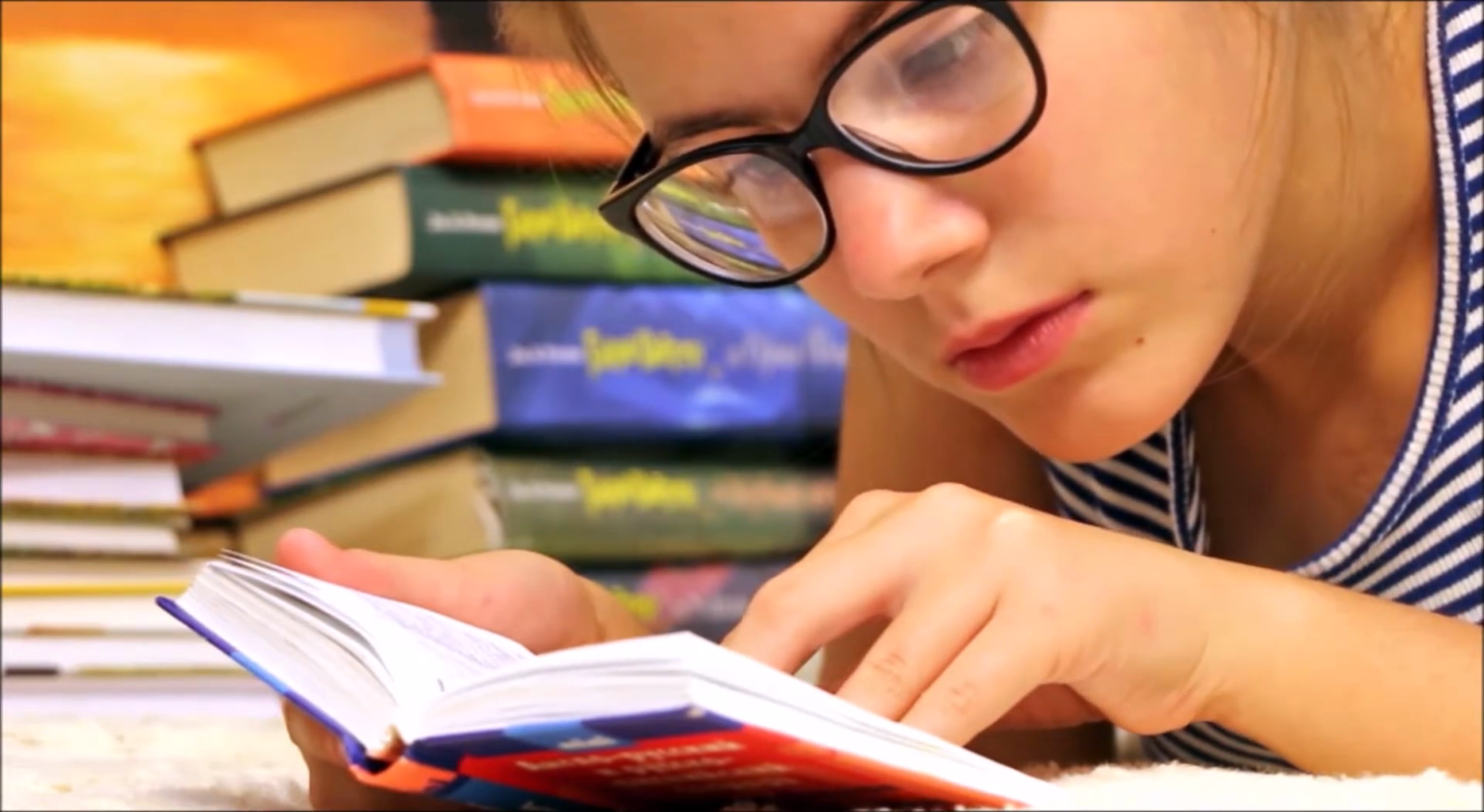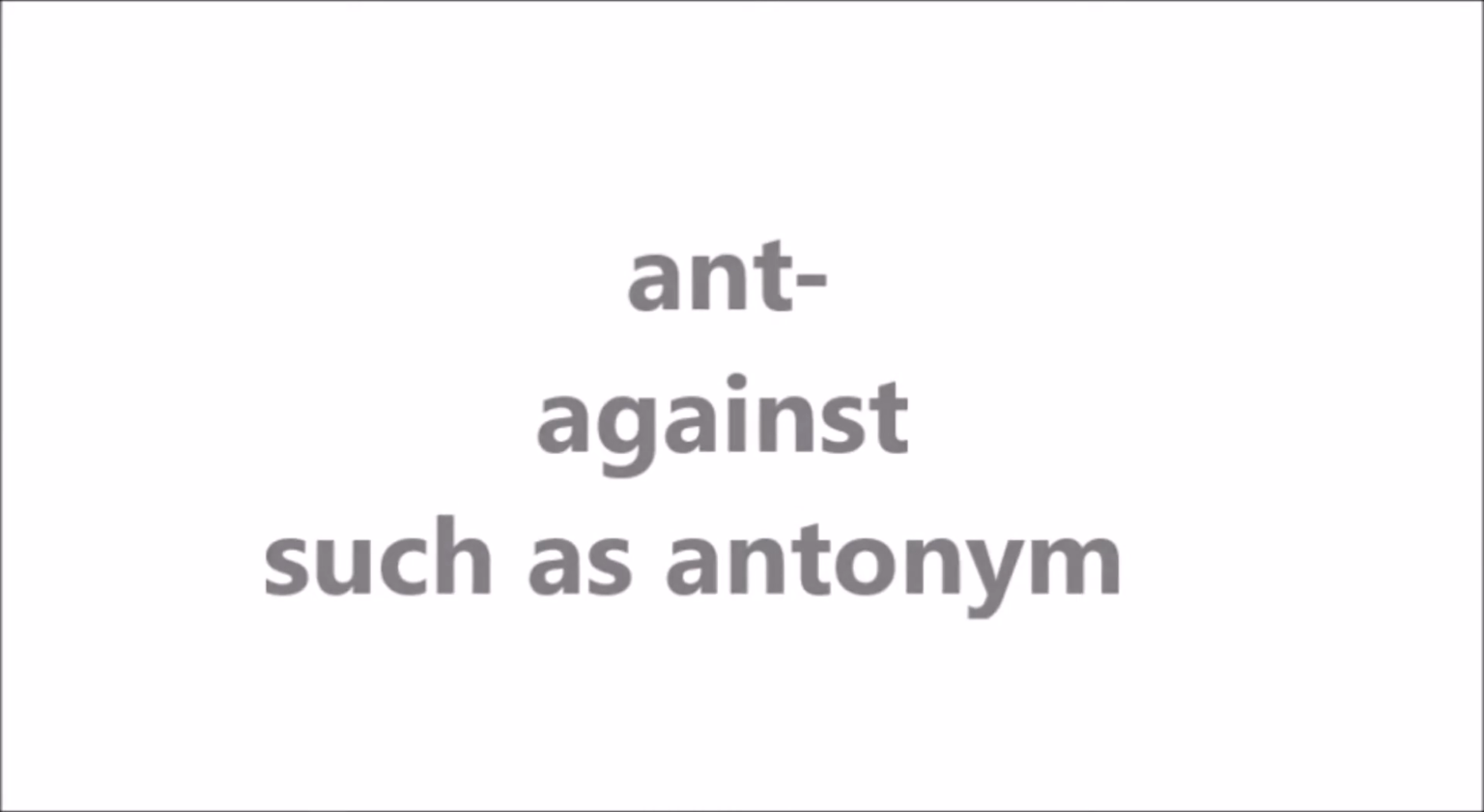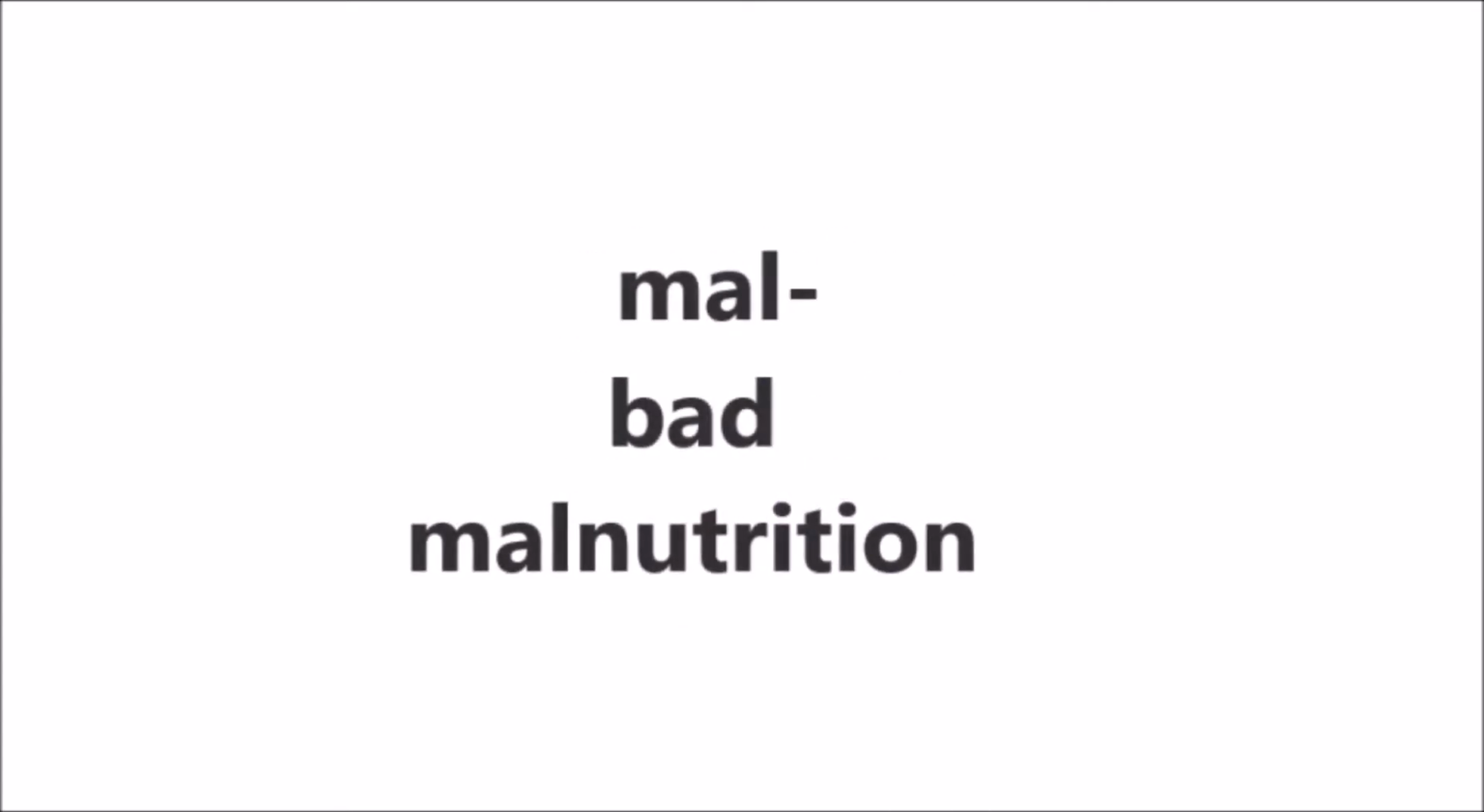You can teach roots that supply counting meanings like ant, which means against, such as antonym, which means opposite, and phobia, which means fear of, like in xenophobia, or mal, which means bad, like in malnutrition.